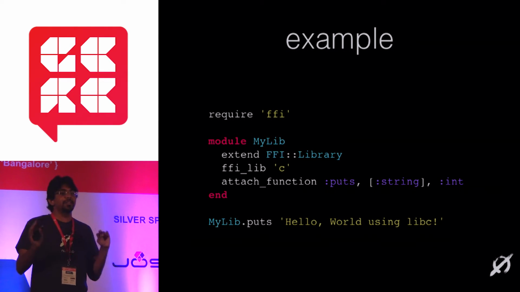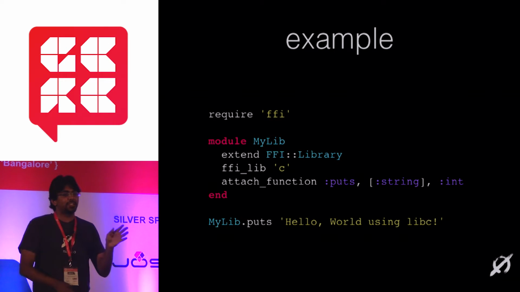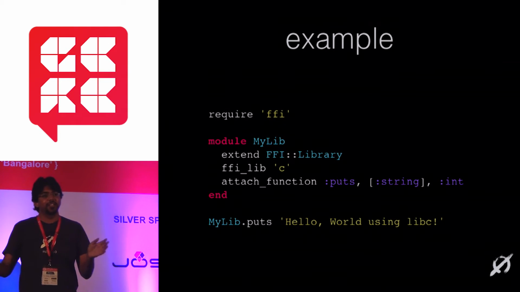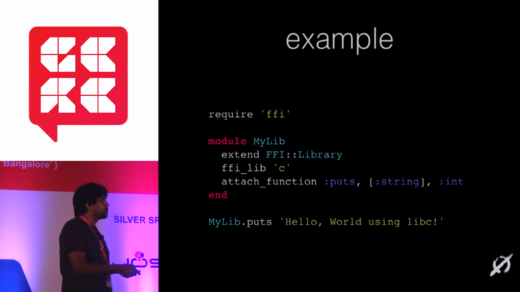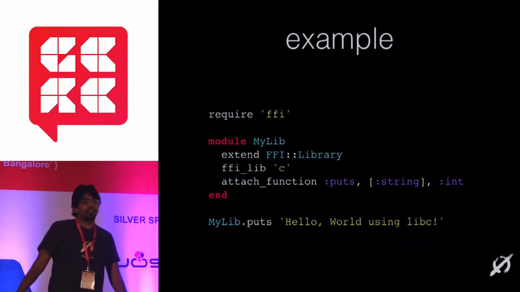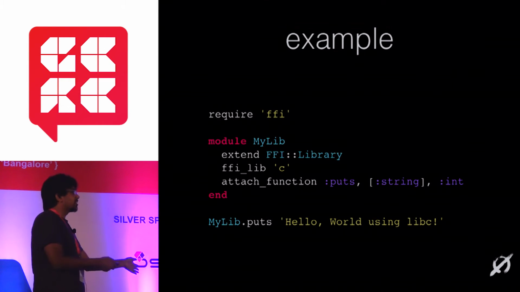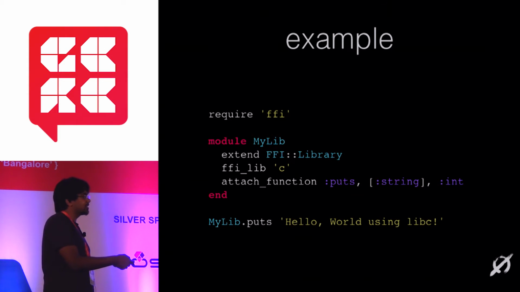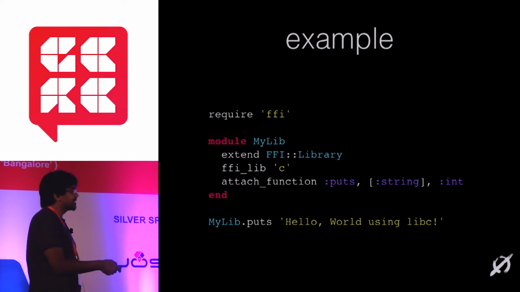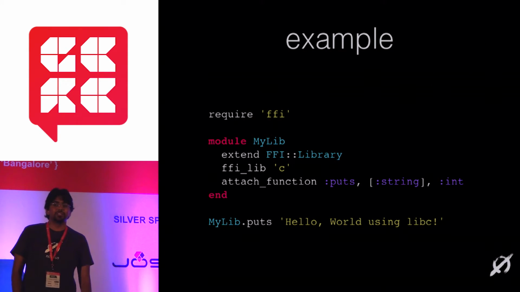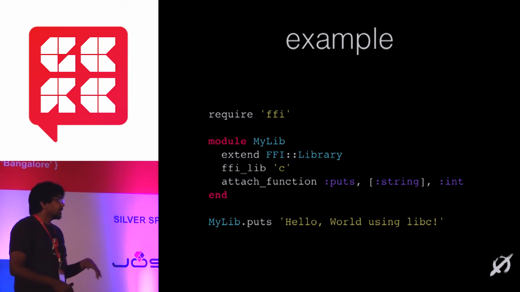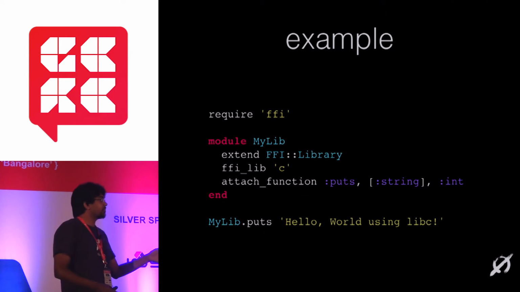And by libc, that doesn't imply that the library is written in C. What that means is this is the C standard library that you want to connect to. And I'm creating a method called puts. And I'm saying puts takes one argument, which is a string, and it returns one value, which is an integer. Really nothing complicated over there. This creates a static class method or a module method on this module. So I can say mylib.puts hello world using libc. It's very, very easy to attach to a function using FFI.